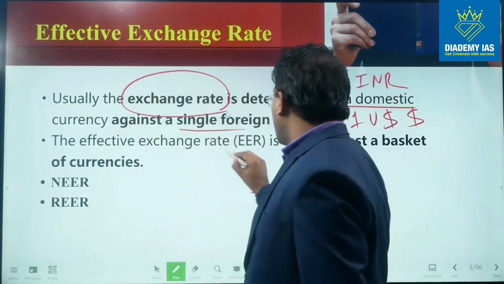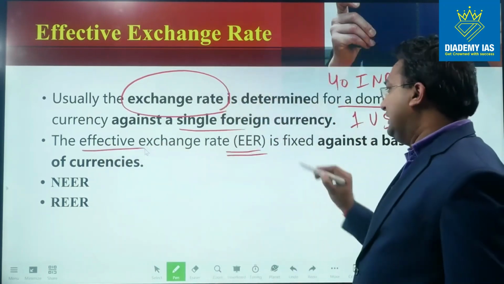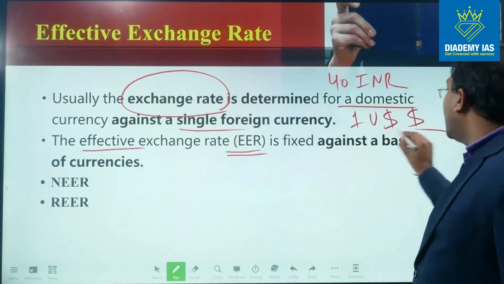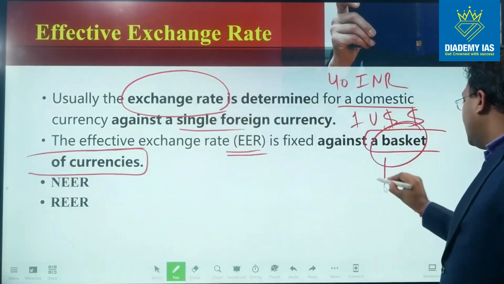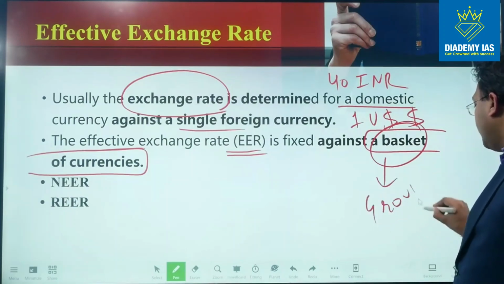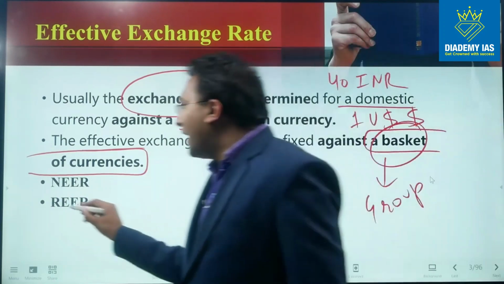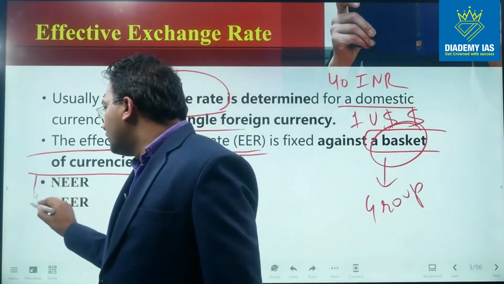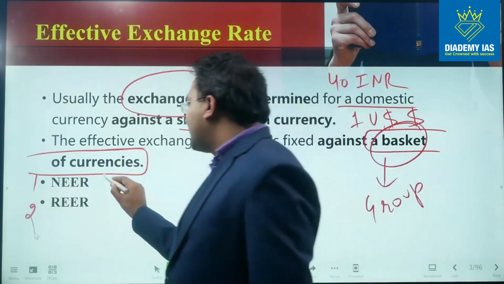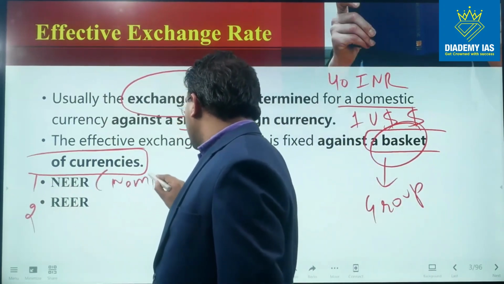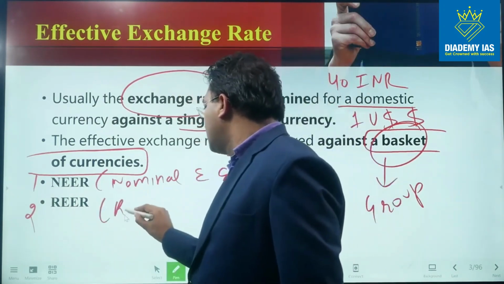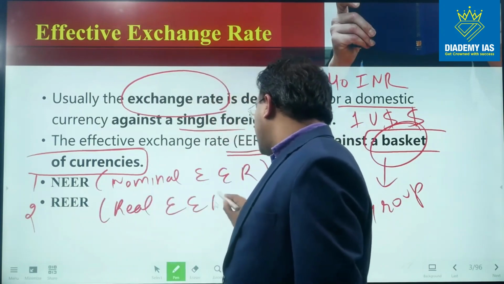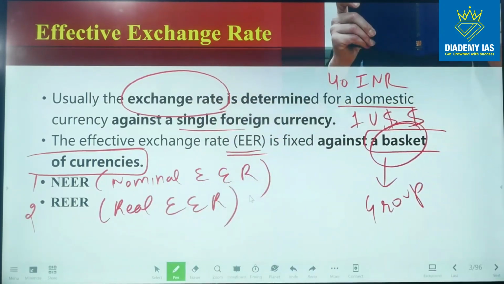The effective exchange rate or EER is fixed against a basket of currencies, right? And basket basically means a group of currencies, right? And there are 2 kinds of effective exchange rate. One is nominal effective exchange rate, another is real effective exchange rate. So this is called nominal effective exchange rate, and this is called real effective exchange rate, right? So this is how this effective exchange rate works.